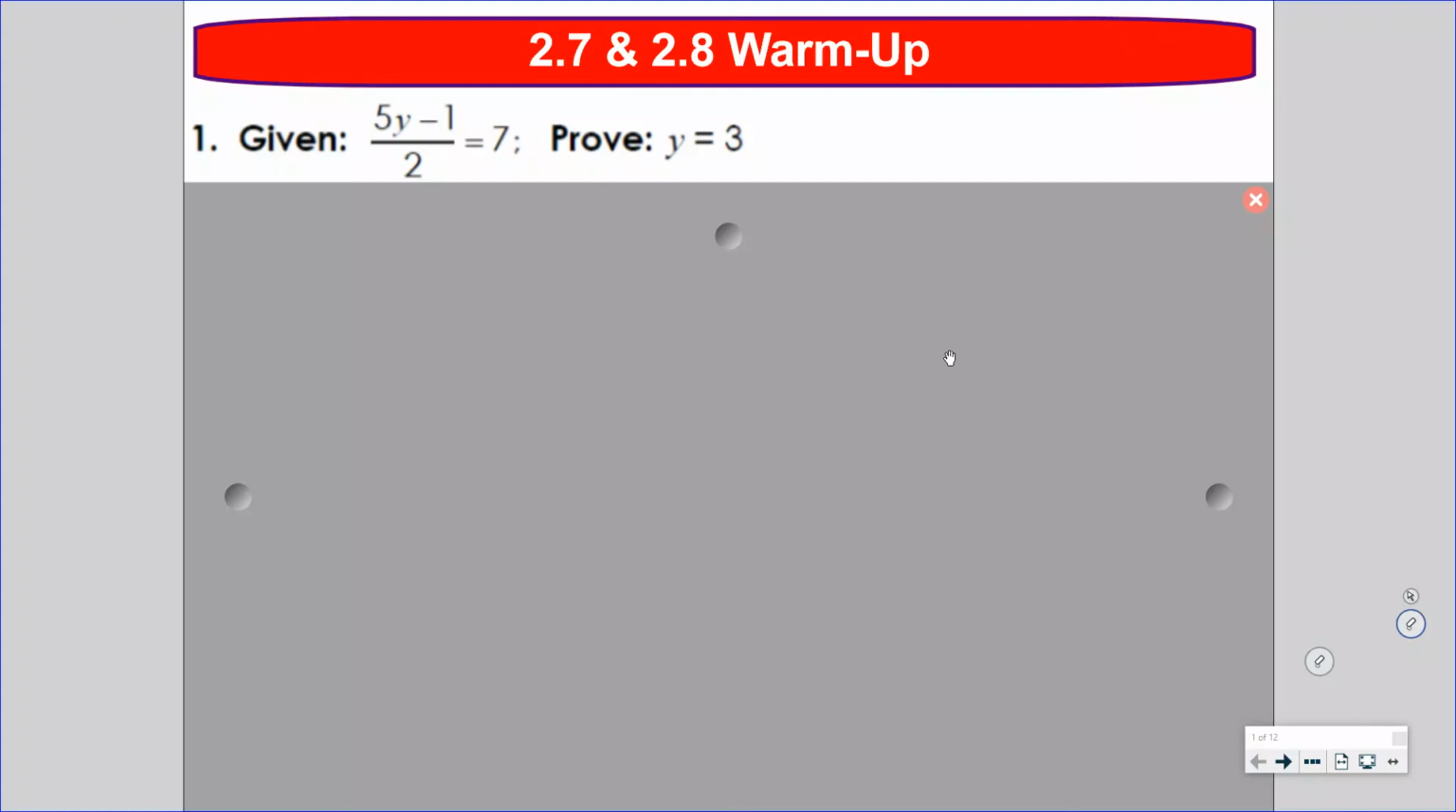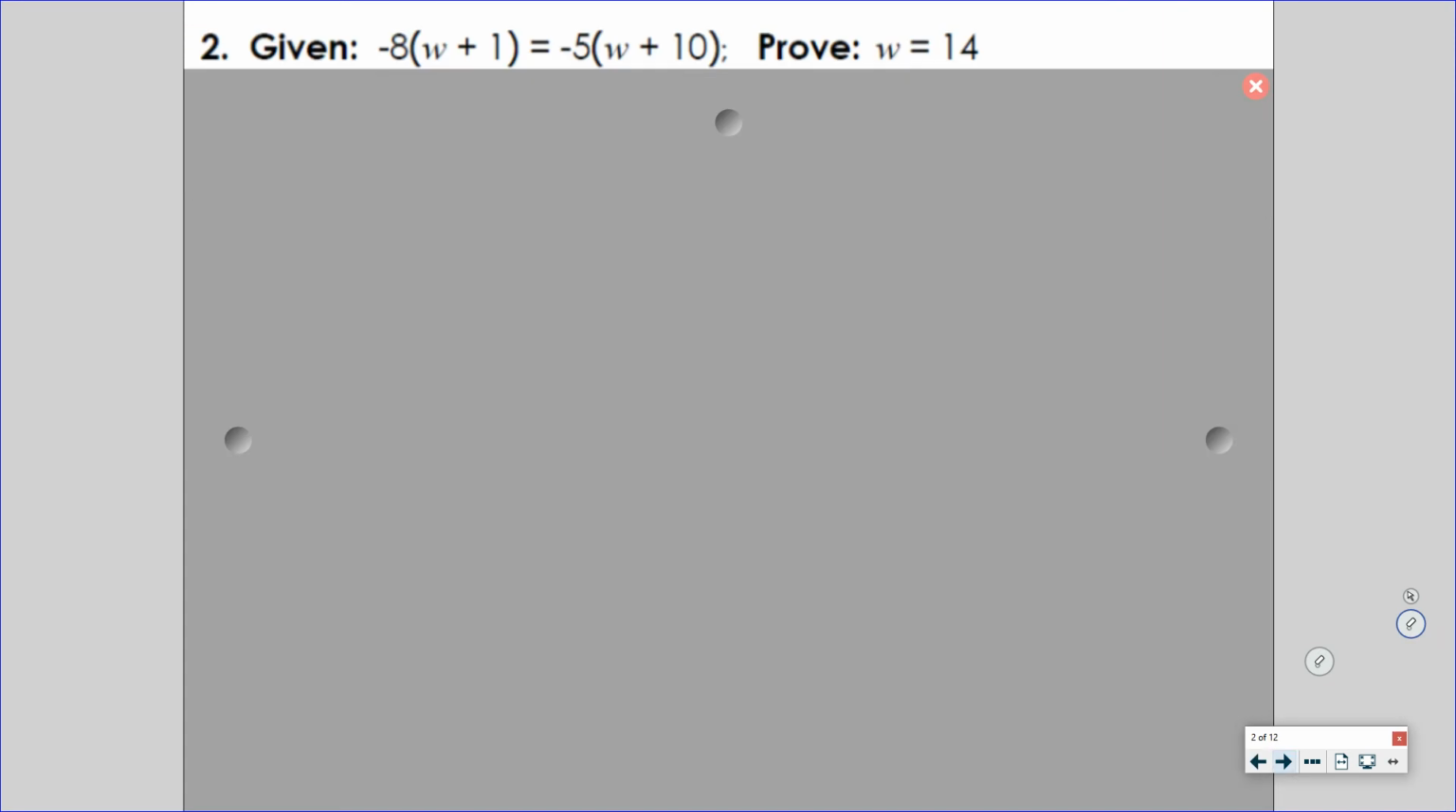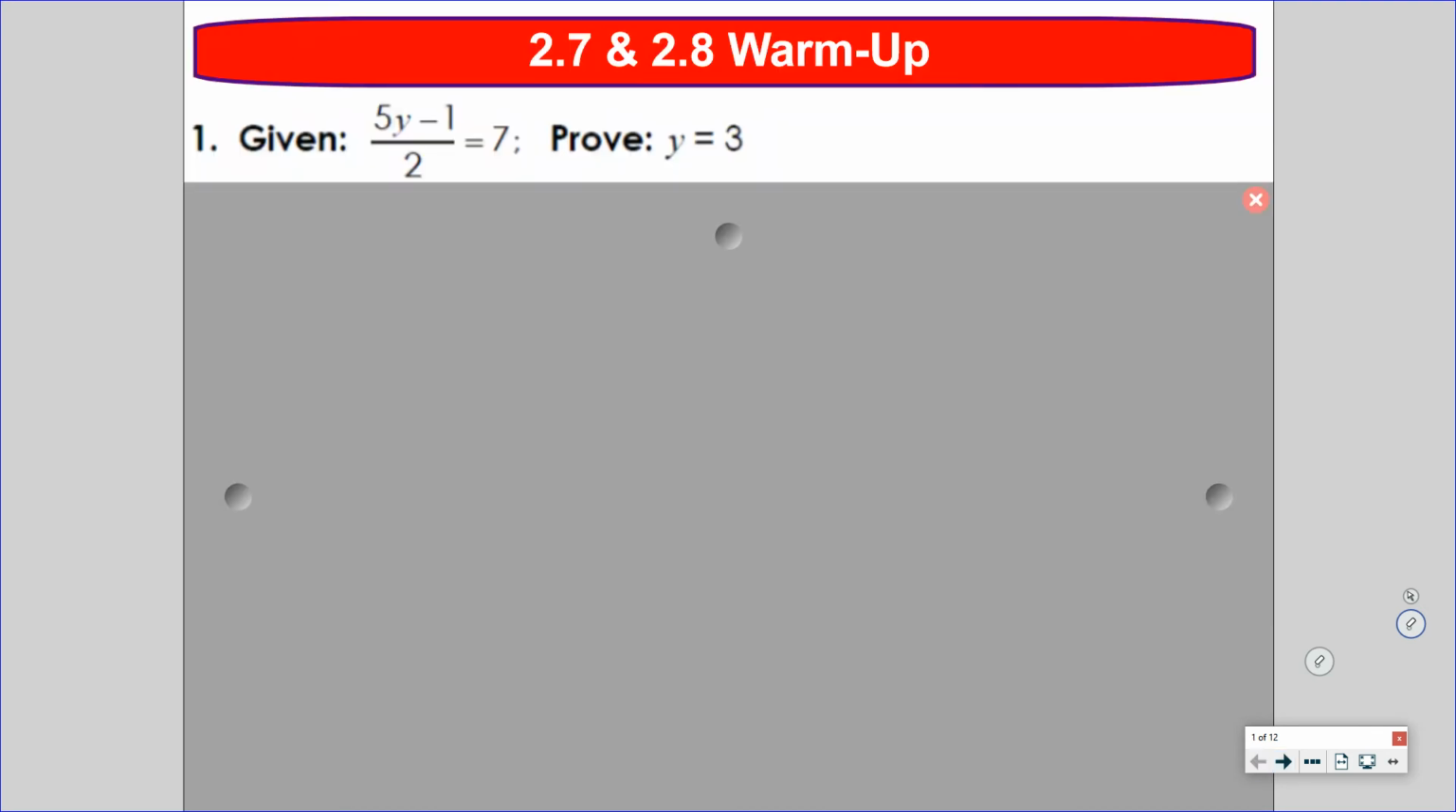Okay, this is the lesson 2.7 and 2.8 video. Right now, students are picking one of the two warm-up problems to complete with an algebraic two-column proof. So I told them they could choose either number 1 or number 2. I'm going to give them a couple minutes. I'll go over both of these. A little review over 2.6.